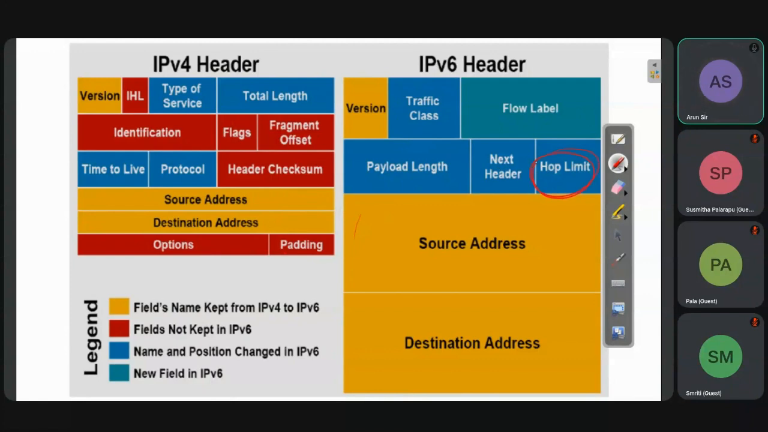So hop limit is here, and here we have TTL, time to live. Okay, header checksum is there, which is actually adding all these numbers together, and then you invert them, and that is another code that you get, and then you add that along with the header.